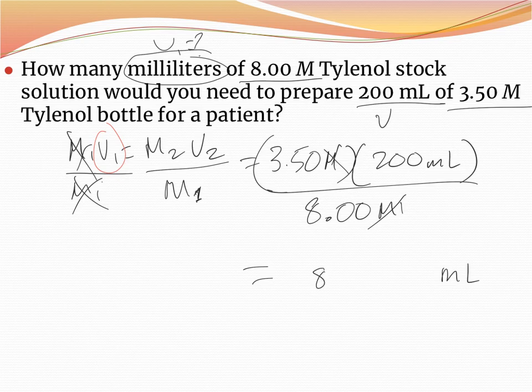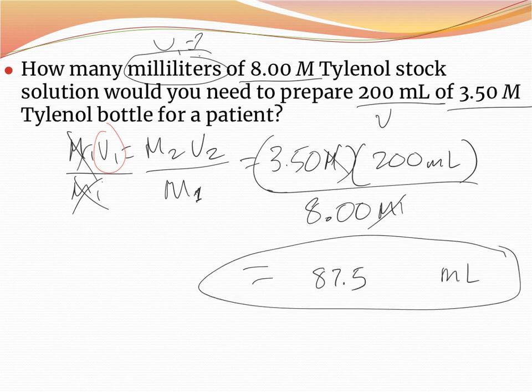I need to get 87.5 milliliters of this concentrated Tylenol, put it in the bottle, fill it up with some syrup and some water, maybe some grape flavoring or cherry, until it reaches the 200 milliliter mark. Shake it up, and I give it to the parents to help take the symptoms and the fever down for the child. Hopefully you guys can understand this.